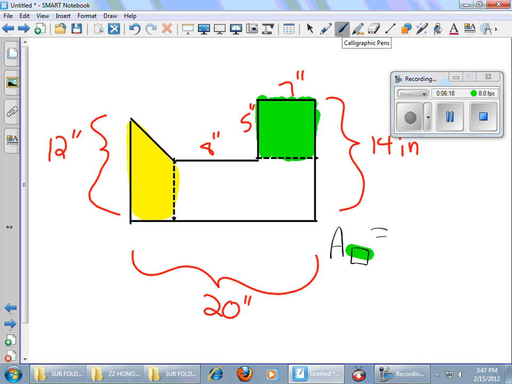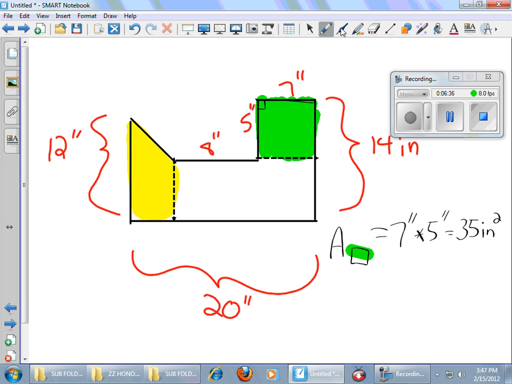So I know the base is 7. I know the height is 5. So I'm going to do 7 inches times 5 inches, and I'm going to get 35 inches squared. Now notice I didn't go click, click, and then put a 2, because then it looks like it's to the 112th power. You'll never see me do that.